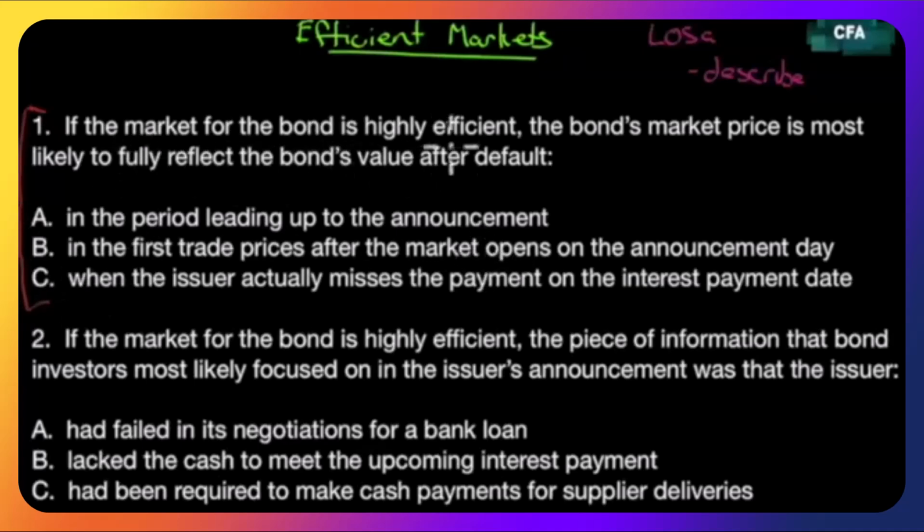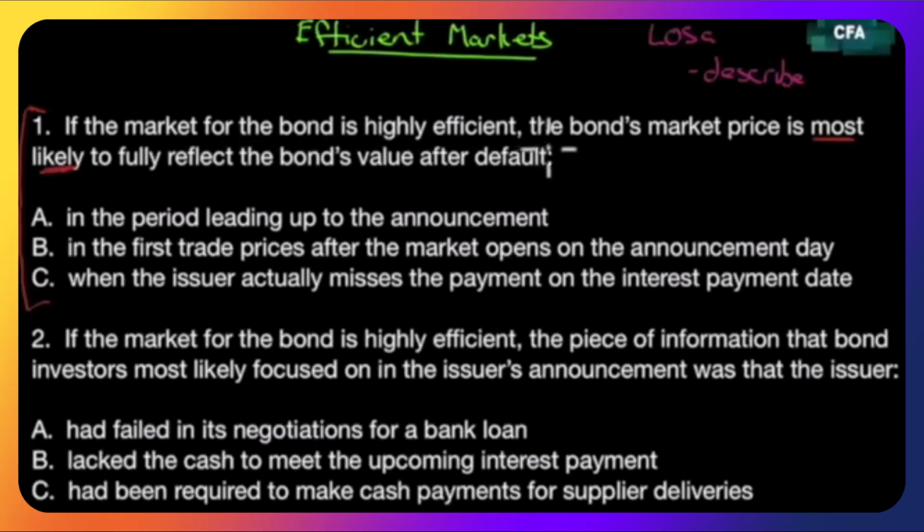If the market for the bond is highly efficient, the bond's market price is most likely, watch these words in the questions, it doesn't say is, it's saying most likely, which means A, B, or C, you might read A, B, and C and go, yeah, they all will. Most likely, watch for those words, least likely, most likely, etc. The bond's market price is most likely to fully reflect the bond's value after default.